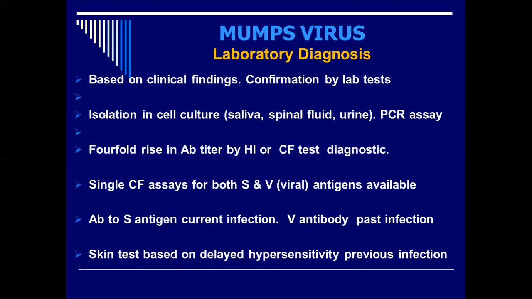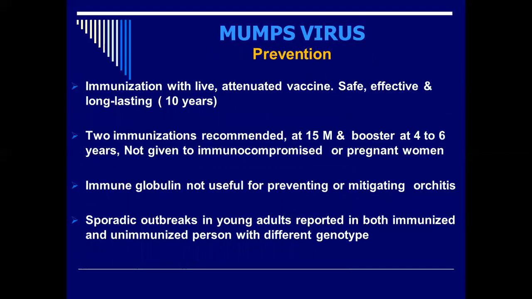We can have two different antibodies. Antibody to the S antigens indicates the current infection, whereas the V antibodies indicate prior infections. The skin test is based on delayed hypersensitivity, and it indicates the previous infection.